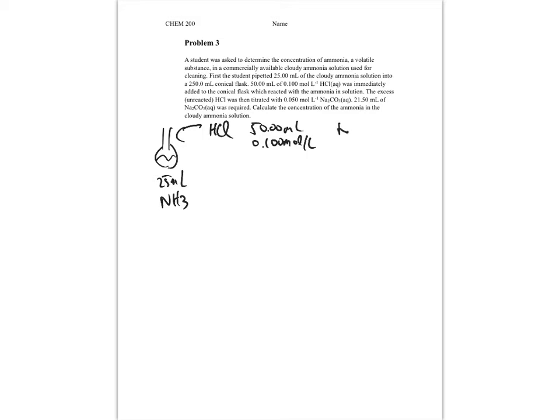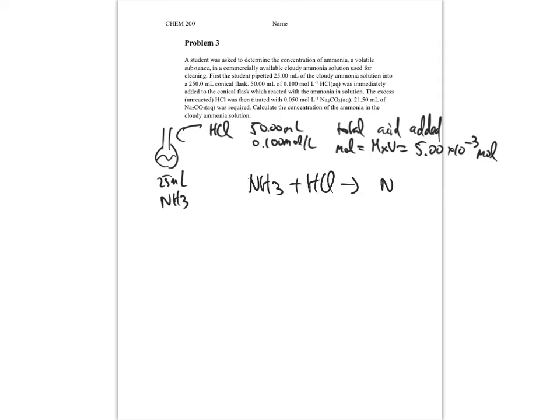Now, this is the total acid added. And we can calculate the moles. In this case, it's just 5 times 10 to the minus 3 moles. Great. Once I have the moles of total acid added, the HCl will react with the NH3 according to a very simple reaction. In fact, NH3 reacts with HCl to form ammonium chloride.